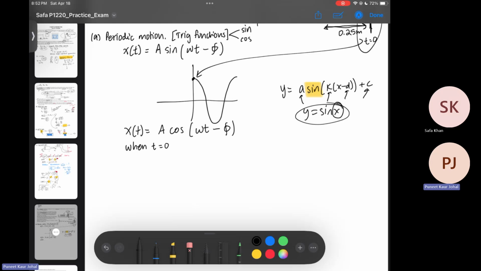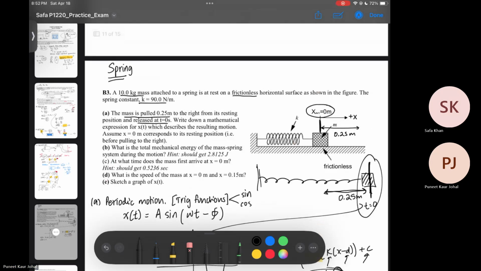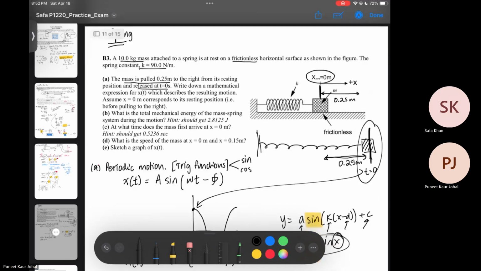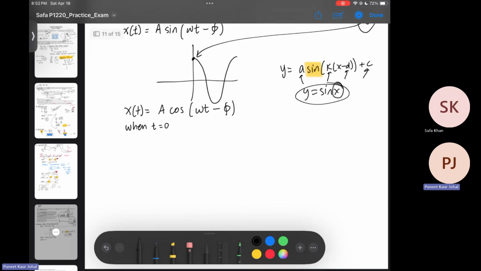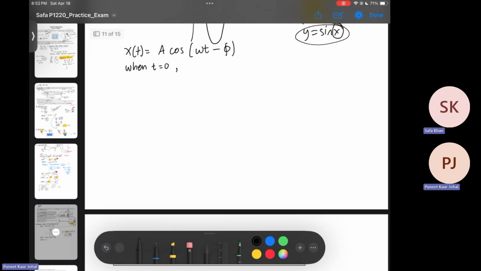When t is equal to 0, no, sorry, this is the resting position, the equilibrium position. They're just referring to this. Right before pulling to the right is that. But when t is equal to 0, we know what x is. When t is equal to 0, what is this x? Oh, yeah, 0.25. We moved it, so x should be 0.25.